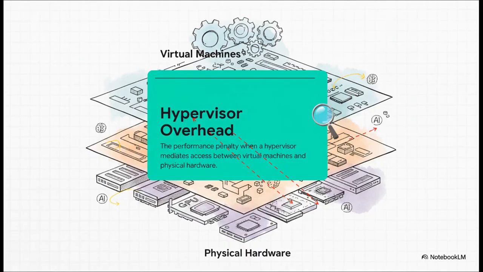The culprit has a name, hypervisor overhead. The easiest way to think about it is that the hypervisor is a middleman. It sits between your virtual machine and the actual hardware, translating and managing every single request. And that job, well, it takes work. It eats up CPU cycles, memory, and I/O bandwidth that your AI application could have been using. That's the performance penalty right there.